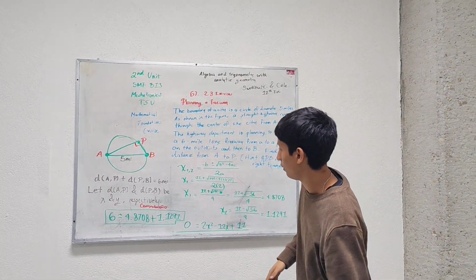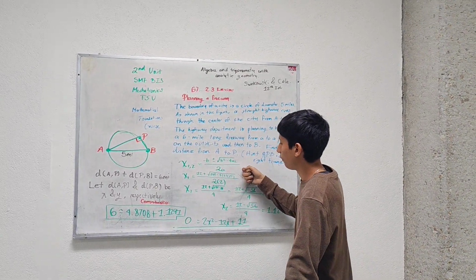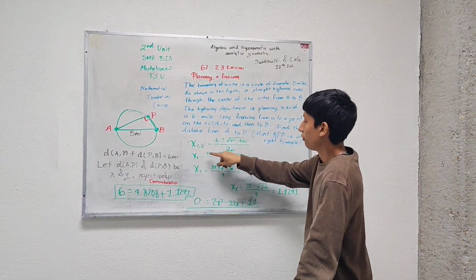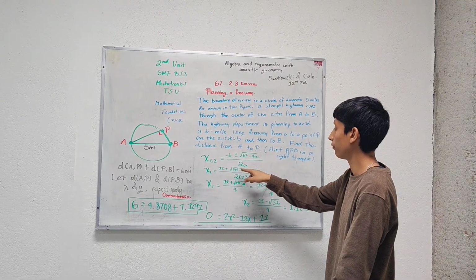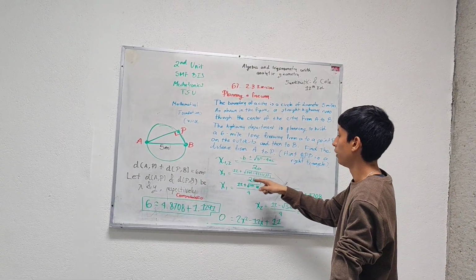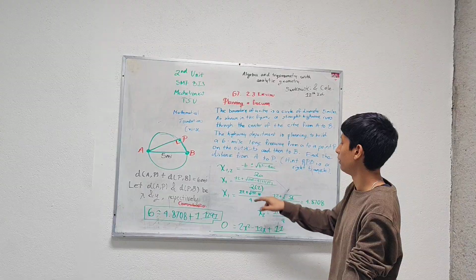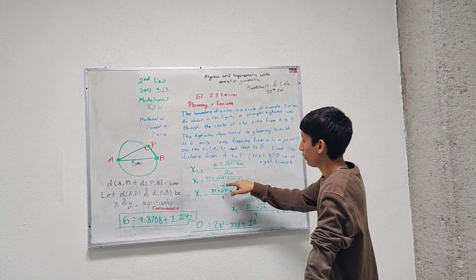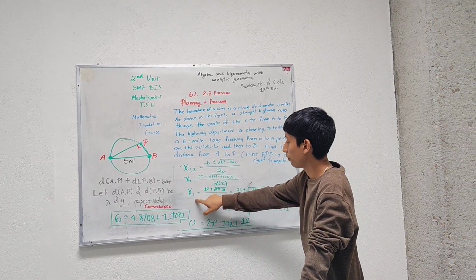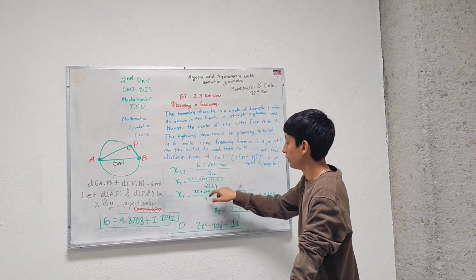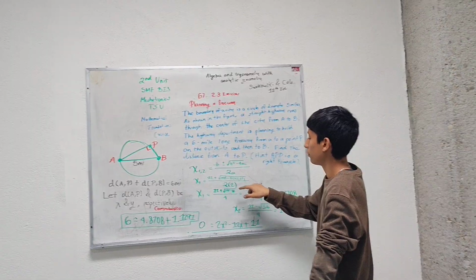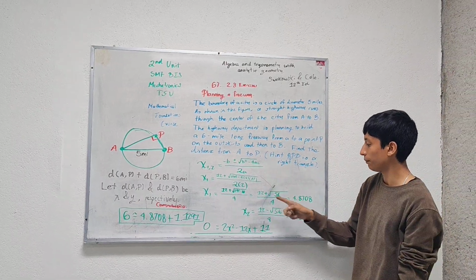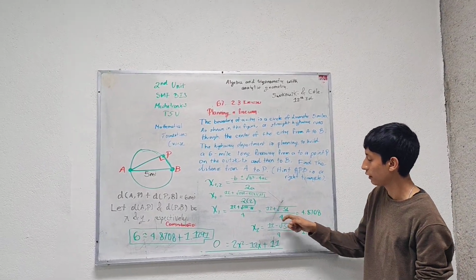So with that, I'm going to apply the quadratic formula. So x1 is going to be equal to 12 plus the square root of 144, that is b squared, minus 4 times 2 times 11, over 2 times 2. So x1 is going to be equal to 12 plus the square root of 144 minus 88 over 4. So this is going to be equal to 12 plus the square root of 56 over 4.